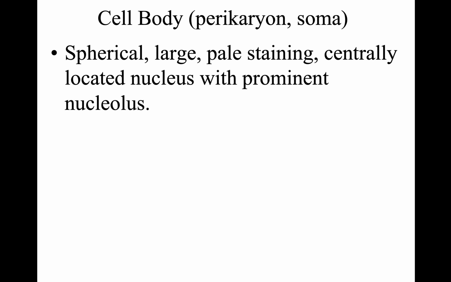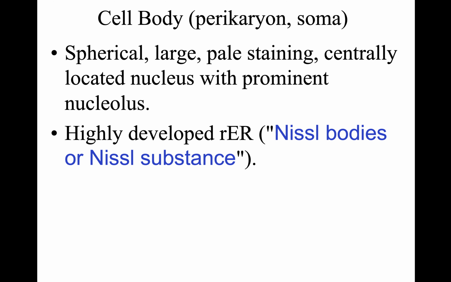The cell body is usually spherical, large, pale staining, with a centrally located nucleus with a prominent nucleolus. So the cell body shape is spherical and very large. One main feature is that it is pale staining, and the nucleus is centrally located with a prominent nucleolus.